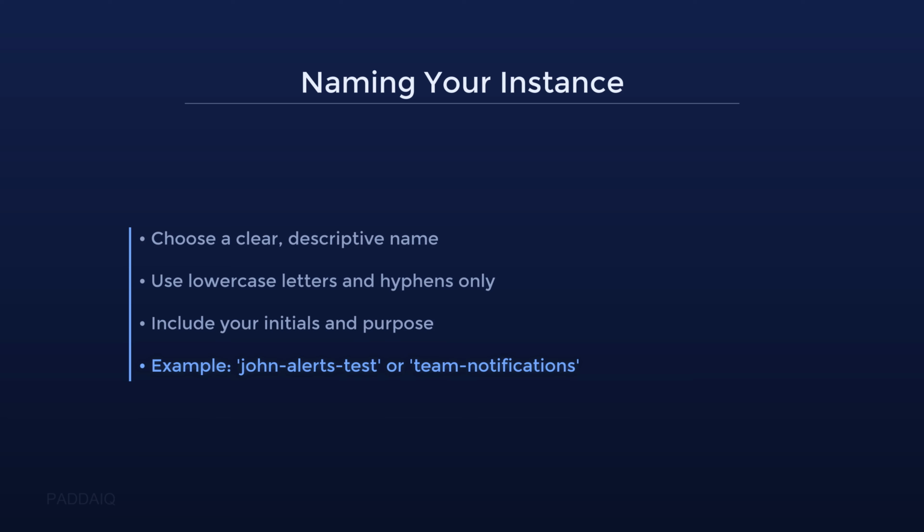Example, John Alerts Test or Team Notifications. This means using clear, descriptive names for your instances. If you create a service to send weather alerts, name it Weather Alerts Prod so everyone knows its purpose. This simple practice helps your team quickly identify and manage each instance in your account.